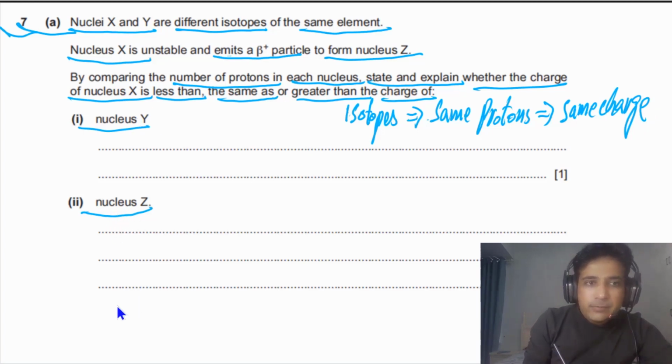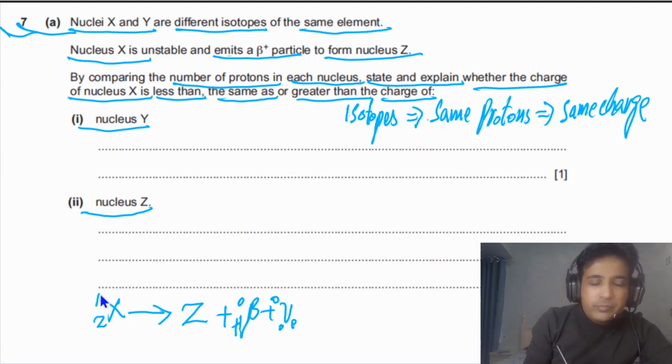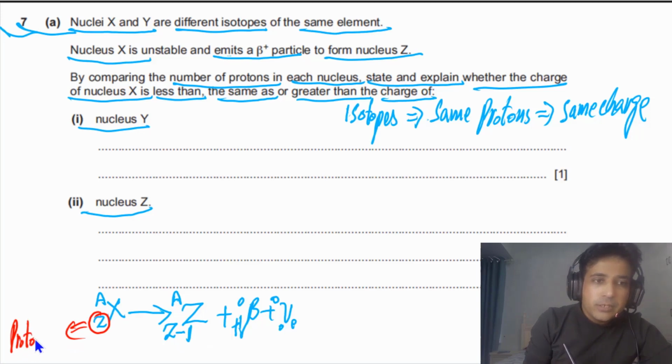But if you look at Z, Z is formed when X emits beta plus particle. So this is formed by beta plus decay. And also in this case, there will be emission of electron neutrino. So let's say atomic number of this one is Z, mass number is A. So the mass number of this one will be the same, but atomic number will be Z minus 1. So it simply means that Z has one less proton. This has number of protons equal to Z, and this one has number of protons equal to Z minus 1. So Z is representing number of protons.